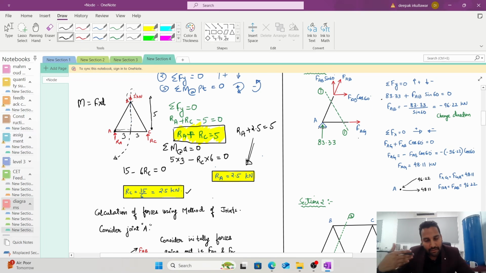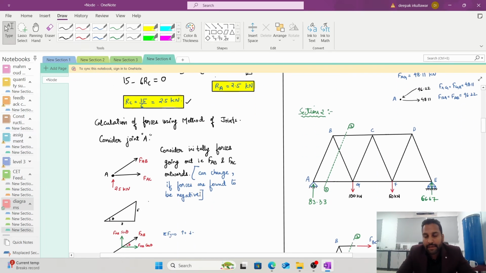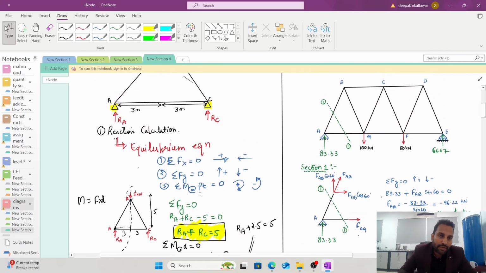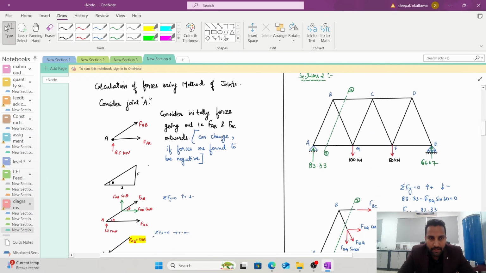So this is the first step. The first step is to calculate the reactions. Once you have the reactions, then you can proceed further to the actual process of method of joints or method of sections. So first I will explain how to solve using method of joints. First you need to plug in this value. How much is your Ra? Ra is 2.5. Similarly, Rc is also 2.5. So we will start off with method of joints. So calculation of forces using method of joint. This process is known as method of joint.